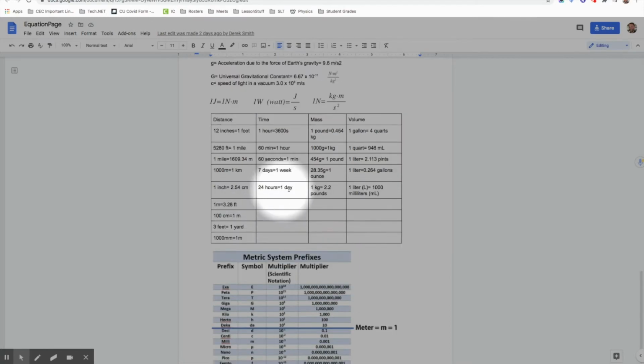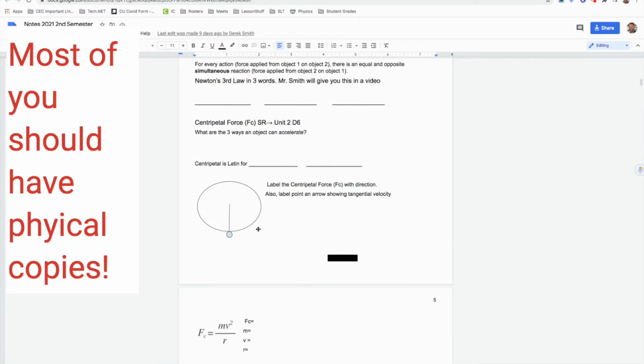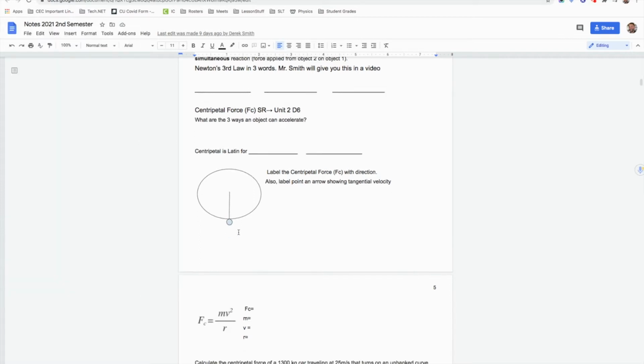Oh, this is the equation page only. So anyway, if you have your notes, go to page 5, right? So you just finished watching the video. You have this filled out. This should be Latin for center seeking. You should have an arrow where your tangential velocity would be if you cut it right here, and you should show where your centripetal force is always going, right?